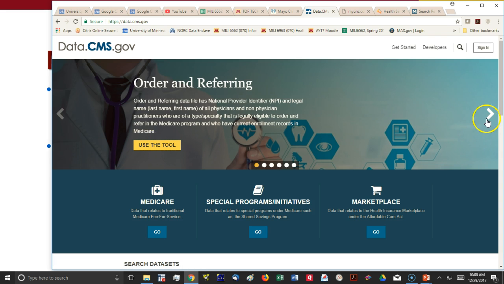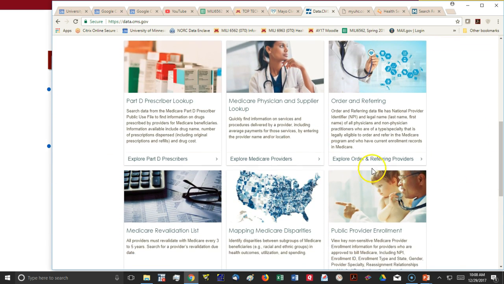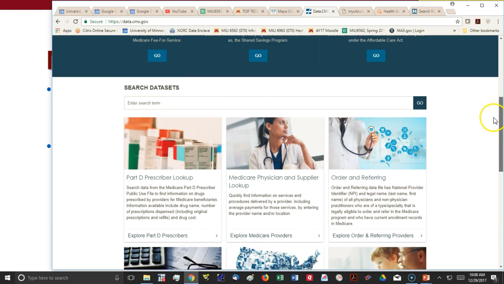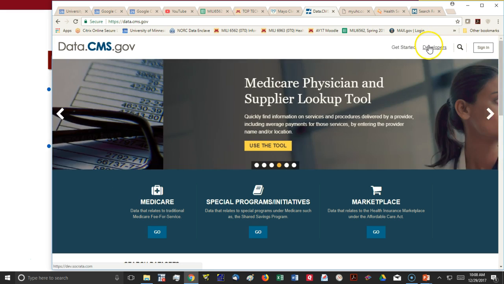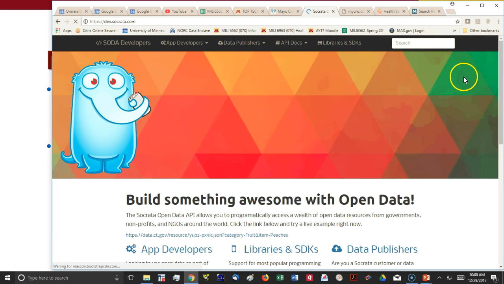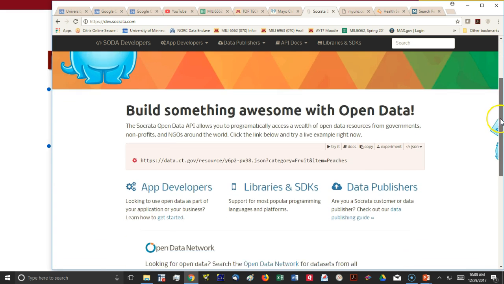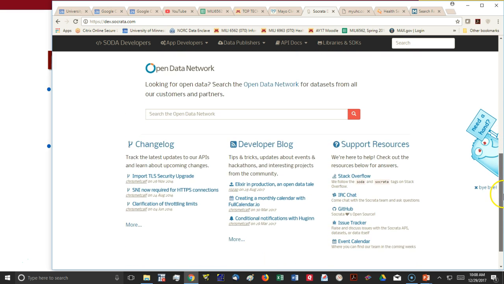but basically allowing you to get to different databases, Part B prescriber lookup, Medicare physician lookup, other types of information, looking at Medicare disparities. Actually, a lot of different information that could be very helpful for doing any sort of strategic analysis in terms of where pieces are. There's also a developers area here too, where you can actually get some open data. Actually, if you take the course we're going to use in analytics, you're going to be using some of these pieces here to get some of that information as well.